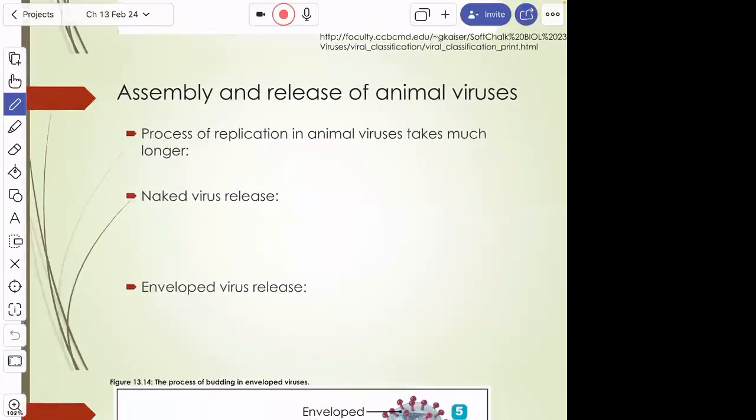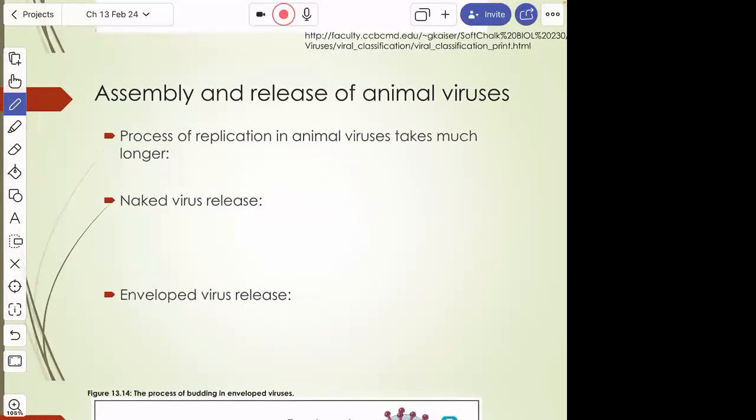All right, so assembly and release. A few differences here from the bacteriophage. The timing of it usually takes a lot longer for viruses that infect animals. Remember how long the bacteriophage, we said 24 minutes, I think 25 minutes. Animal viruses, approximately 25 hours. Okay, about a day, right? So typically takes a lot longer. Not sure why exactly.